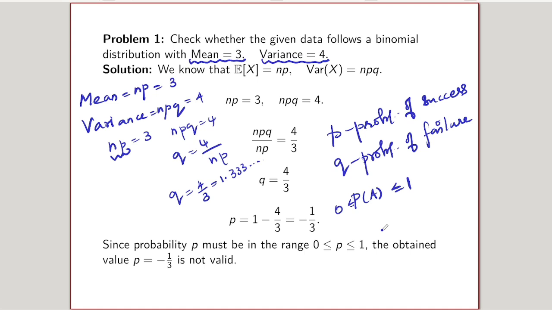But here, based on the given data, it is easy to obtain that q value is 1.33 something. But the range of p should be between 0 and 1. But here we are getting q is 1.33. Then our p value will be minus 0.33 etc. So both the conditions fail. So these two values cannot be the mean and variance of binomial distribution respectively. That is our conclusion for this problem.